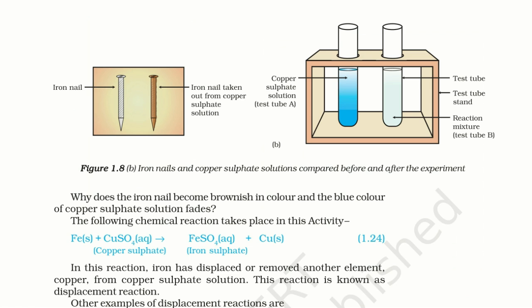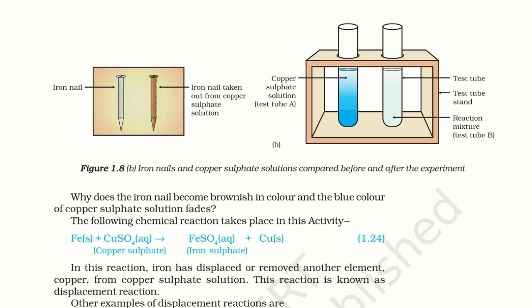So dear students, our observation would be something like this. The iron nail that was kept in a copper sulfate solution became brownish in color, and the blue color of copper sulfate faded away. You can see here in diagram B, the second test tube with faded blue color. What happened over here? Why did both of them change their color? Let's go through the reaction first.